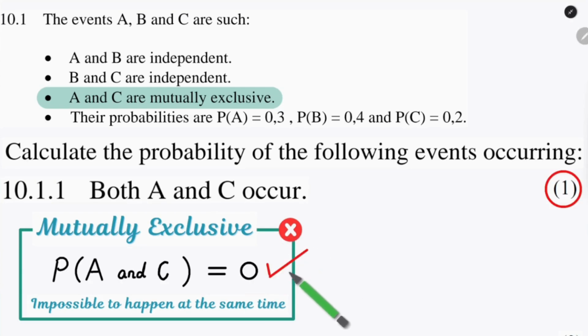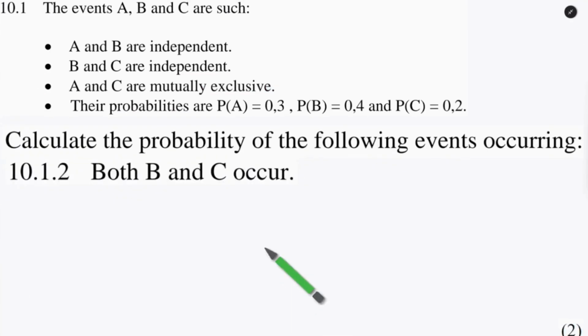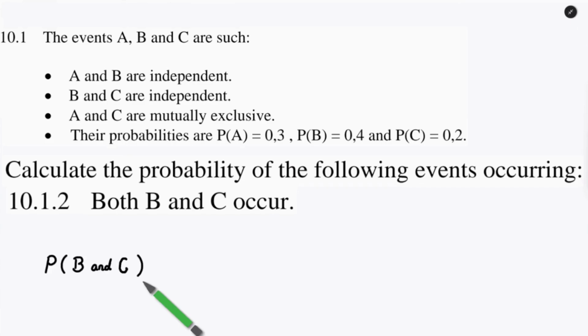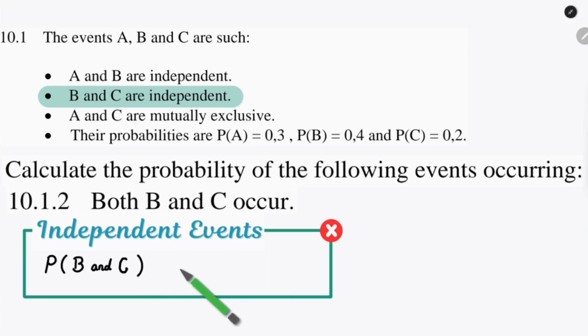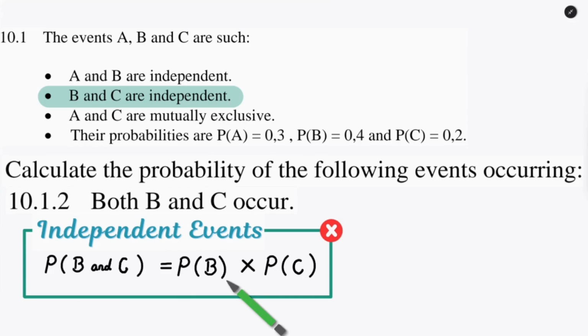And your 1 mark just gets awarded for that 0 over there. In the next question, we need to get the probability that both B and C occur. So we were told that B and C are independent events. So if we have independent events, we can just multiply the separate probabilities together. The probability of B times the probability of C. You can only do that if they are independent events, and this formula is not on the formula sheets.